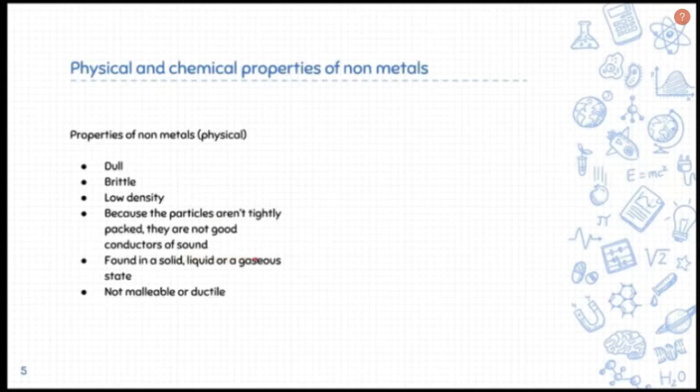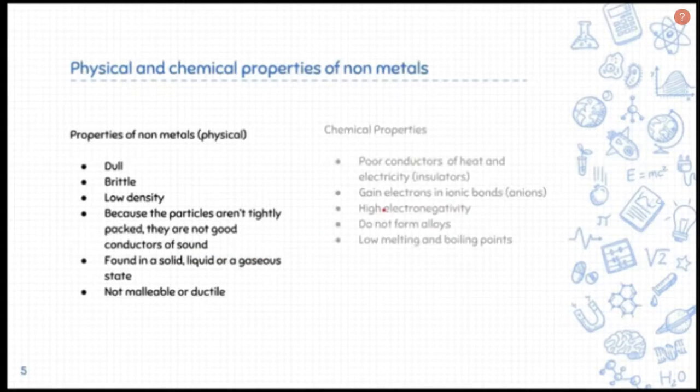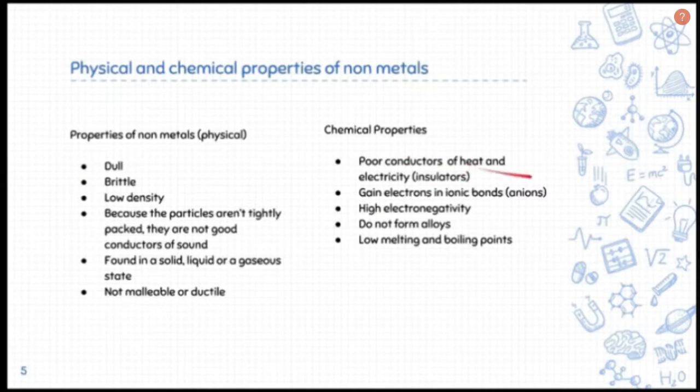They can also be found in a solid, liquid, or gaseous state. Chemical properties. They are poor conductors of heat and electricity, which is why they're called insulators. They gain electrons in ionic bonds. They're also called anions. They have a high electronegativity and do not form alloys. They also have a low melting and boiling point.